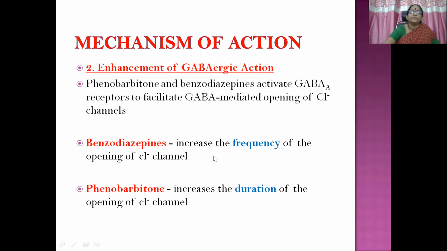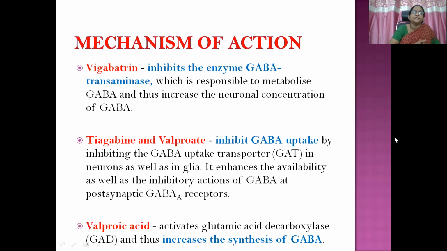Benzodiazepines increase the frequency of the opening of the chloride channel, whereas phenobarbital increases the duration of the opening of the chloride channel. This is very, very important for both UGs and PGs for viva. What is the exact mechanism of action of benzodiazepines and phenobarbital in epilepsy management? So that is number one, sodium channel blockade, and GABAergic action.